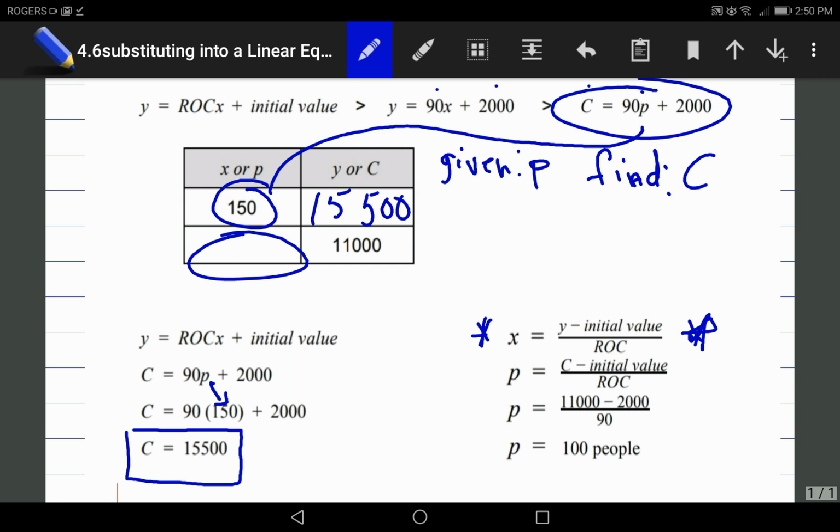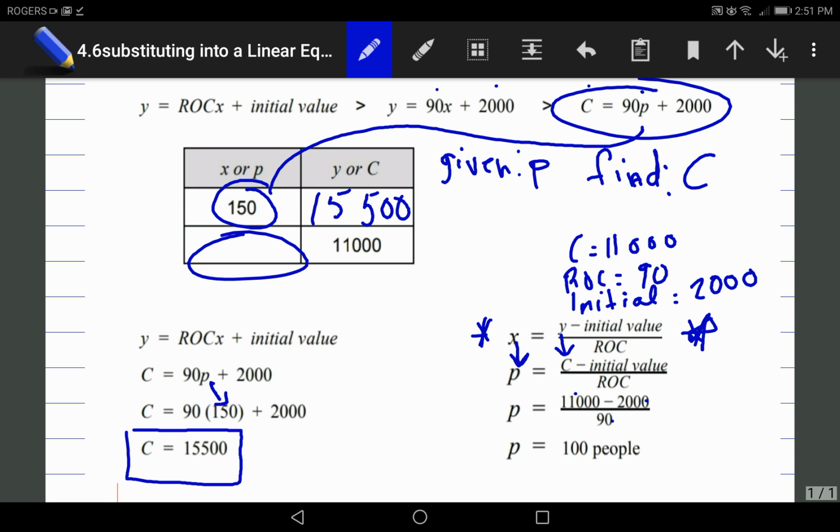Okay, and don't forget, now again, you don't have to do this, but I replaced X with a P, and I replaced Y with a C. Now you just plug in all your numbers. We know that the C value is given to us. It is 11,000. So I'm just going to write here that C equals 11,000, right? We know that the rate of change is 90, and we know that the initial is 2,000. So we're literally just plugging in all these values. So 11,000 for C right there, 2,000 for initial value right there, and 90 for the rate of change.